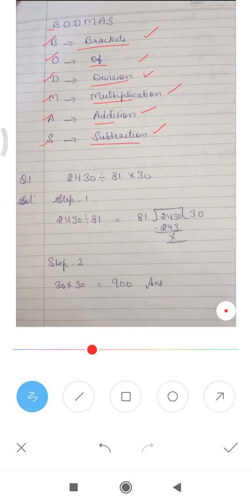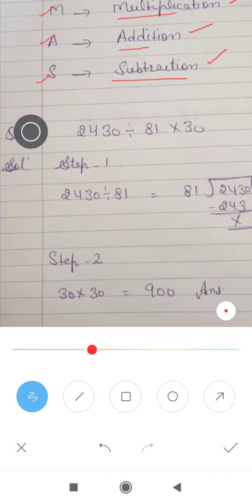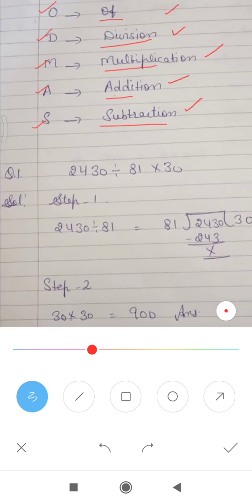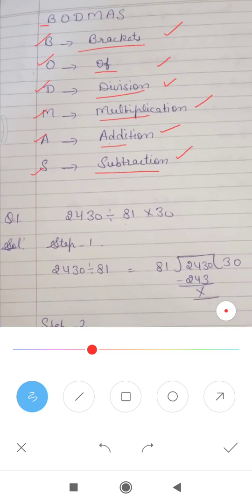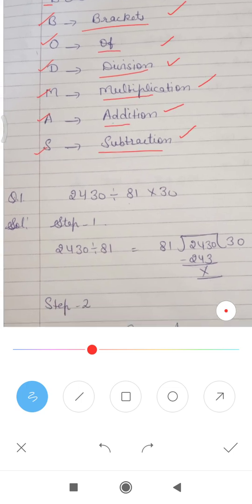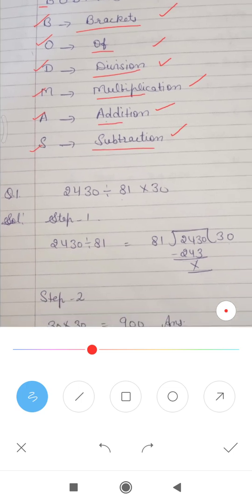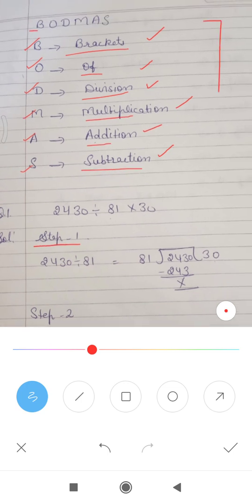So now see question number 1. 2430 divided by 81 multiplied by 30. Now see in this solution, we will write steps. We will solve step by step. In step 1, now just you remember BODMAS. In BODMAS, first it was bracket. Bracket is not given. Then O, of. Of also not given. Then division. Now see division is given.